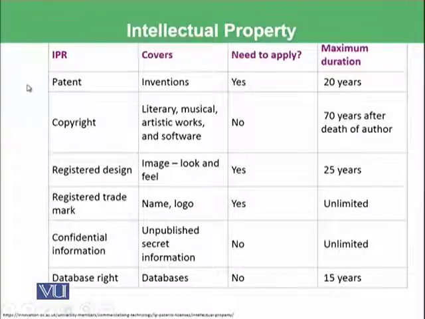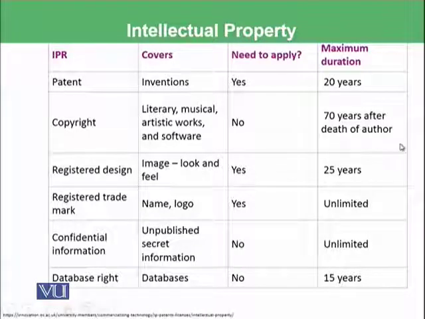For example, the patent covers inventions and you need to apply and it can last for 20 years. Copyright covers literary, musical, artistic work and software, and you do not need to apply for copyright, and it is valid until 70 years after the death of the author. Then registered design applies only to images, look and feel, and you need to apply for it and it lasts for 25 years.